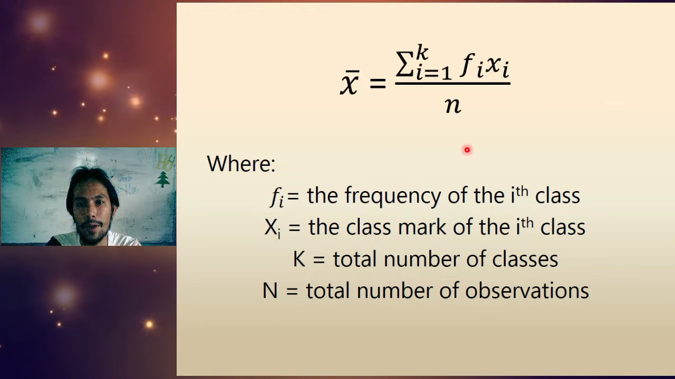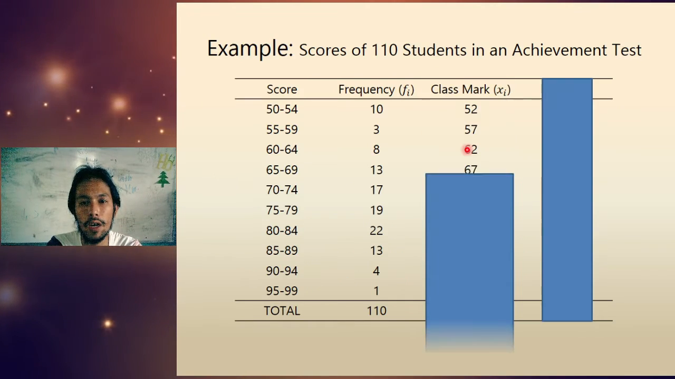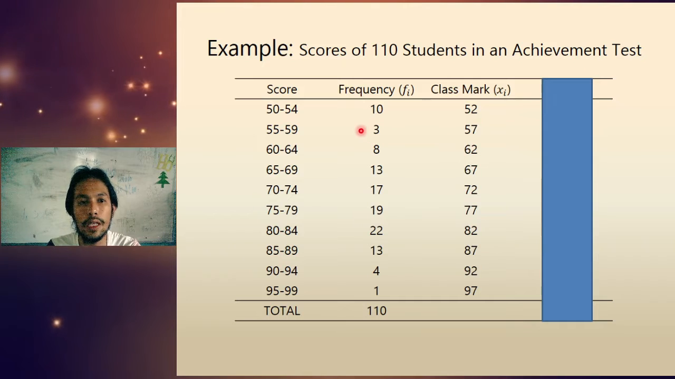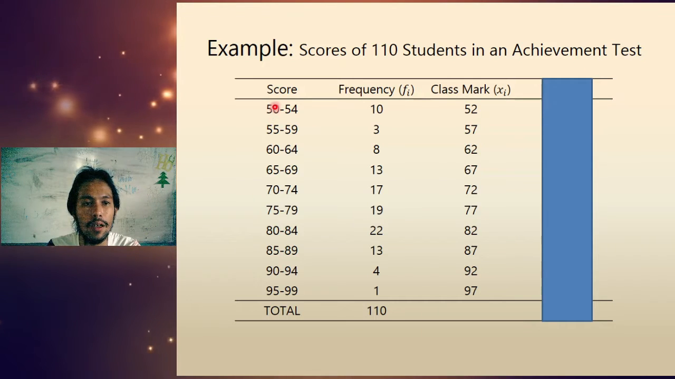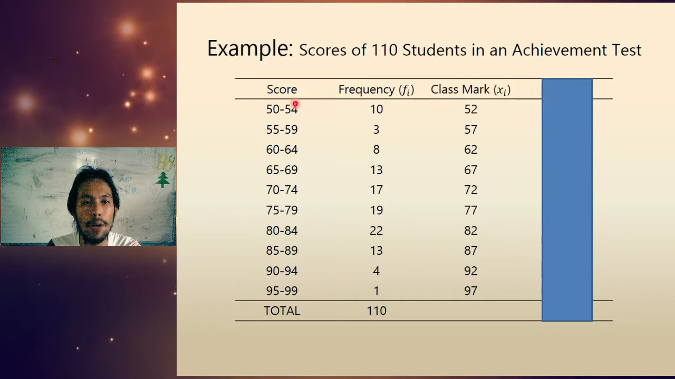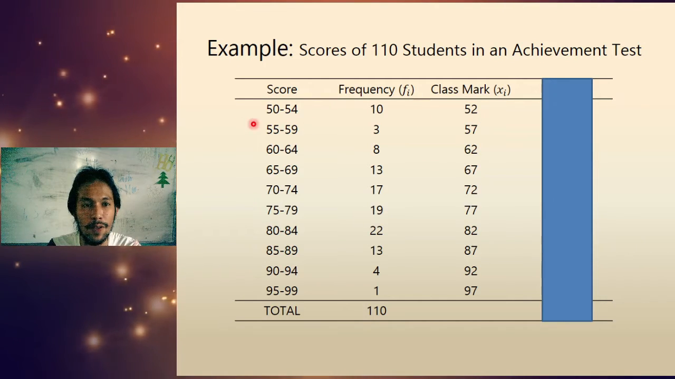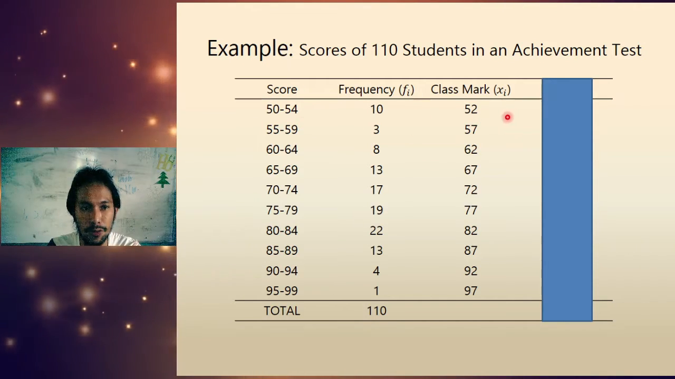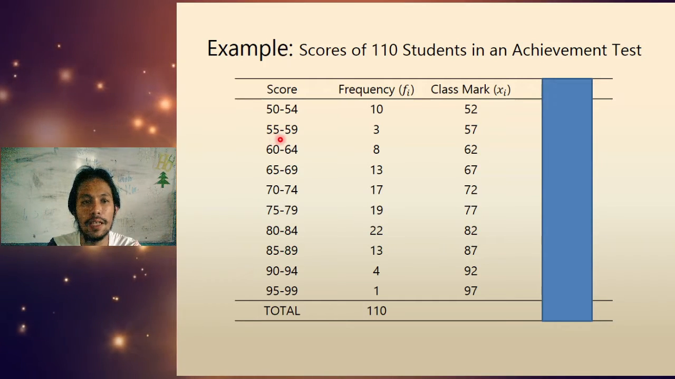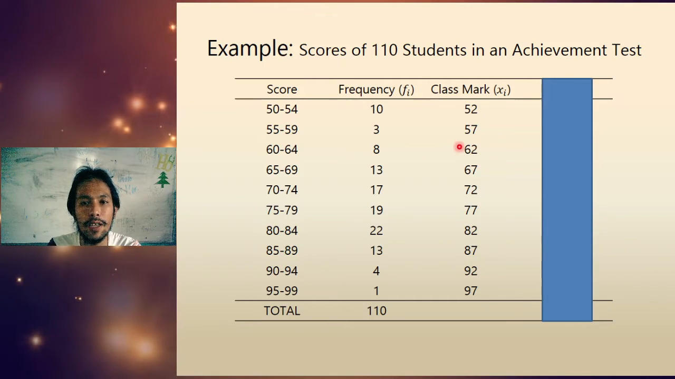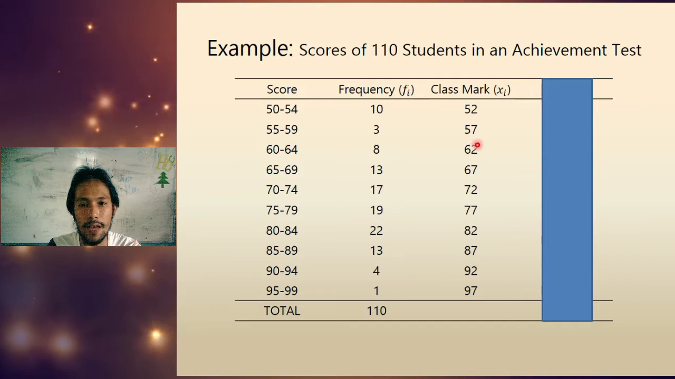To get the class mark, we add the lower limit and the upper limit, divided by 2. So 50 plus 54 divided by 2 is 52. Then 55 plus 59 divided by 2 is 57, and so on.